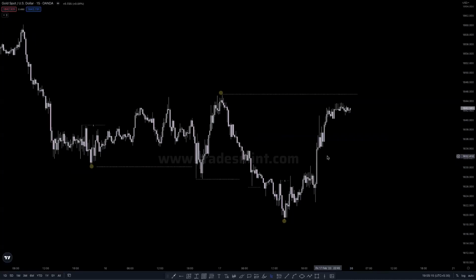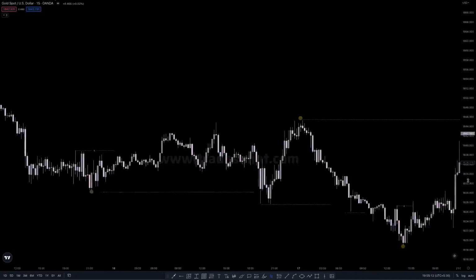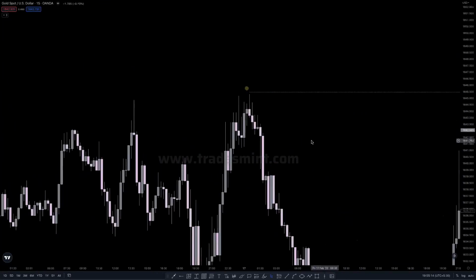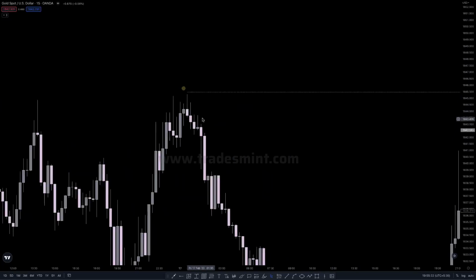Why it's not an order block? Actually, this order block has not taken out any liquidity and is not a valid pullback, right? That's why this is not valid. This is just a normal candlestick.